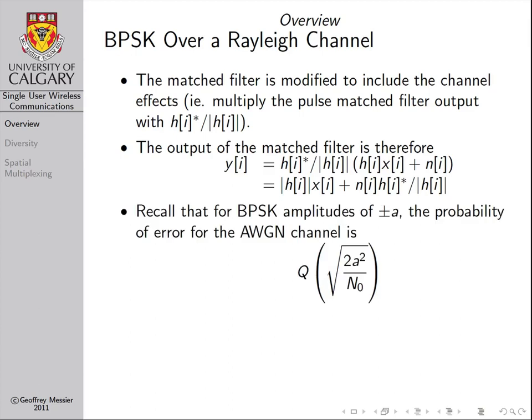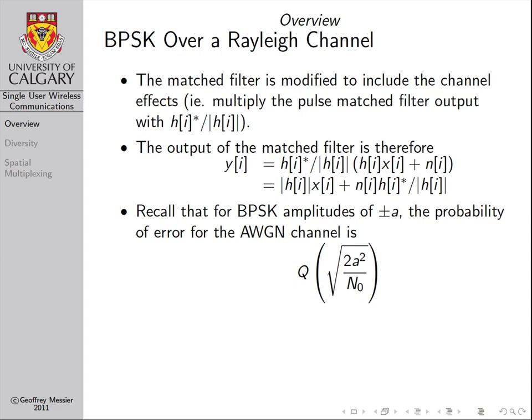So now, if we think back to our discussion of basic digital communications, we know that if we have a BPSK system with amplitudes of plus or minus a, the probability of error in the additive white Gaussian noise channel is the Q function of the square root of 2a squared over N naught.